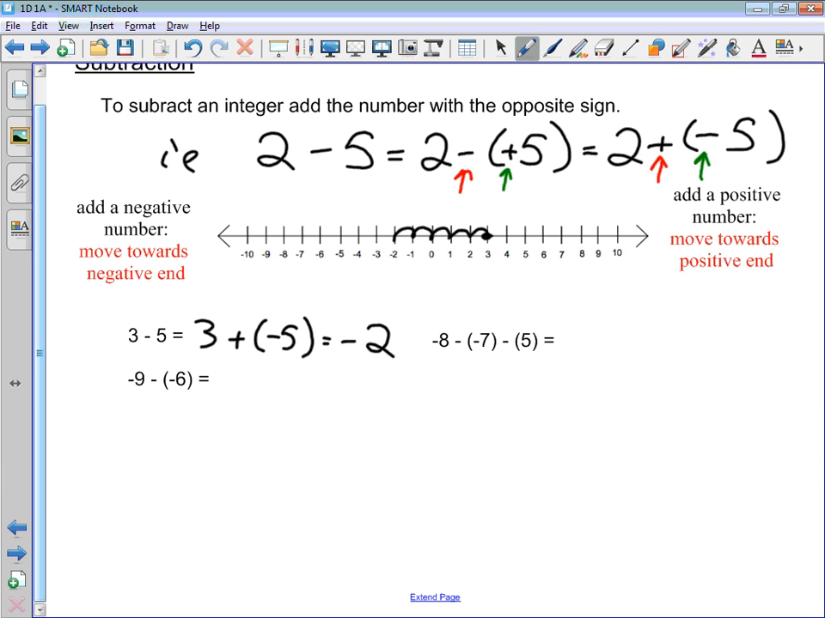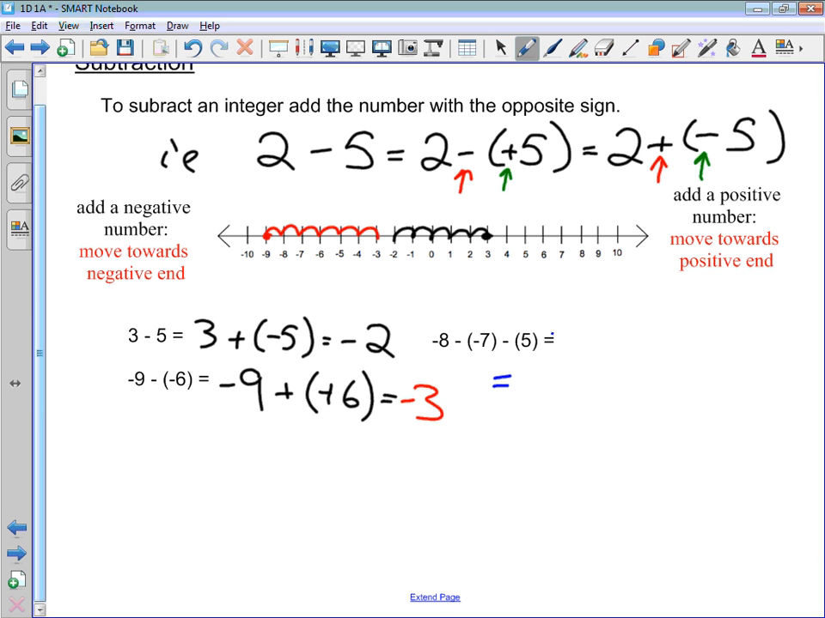If we've got negative 9 minus negative 6, what are we going to change this to? We'll keep the negative 9. We always keep that first number. What's it going to become? Absolutely. Change subtraction to addition. Change whatever sign we see in that second number. So negative 9 plus positive 6. We're going to start at negative 9. We're going 6 positive. 1, 2, 3, 4, 5, 6. We end up at negative 3.